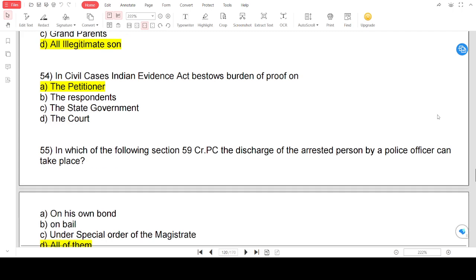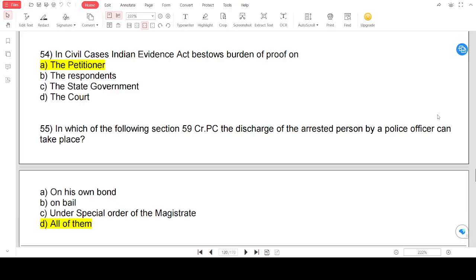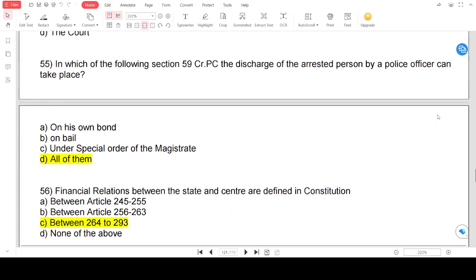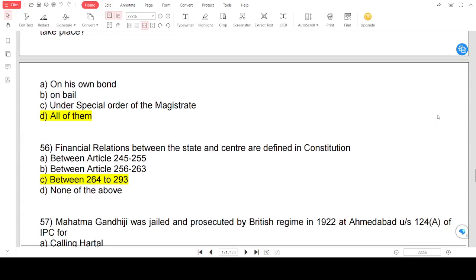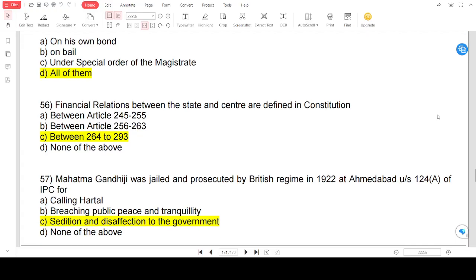In which of the following cases under Section 59 CrPC can the discharge of an arrested person by a police officer take place? On his own bond, on bail, on a special order of the magistrate, all of them. Financial relations between state and center are defined in the Constitution, Articles 264 to 293.